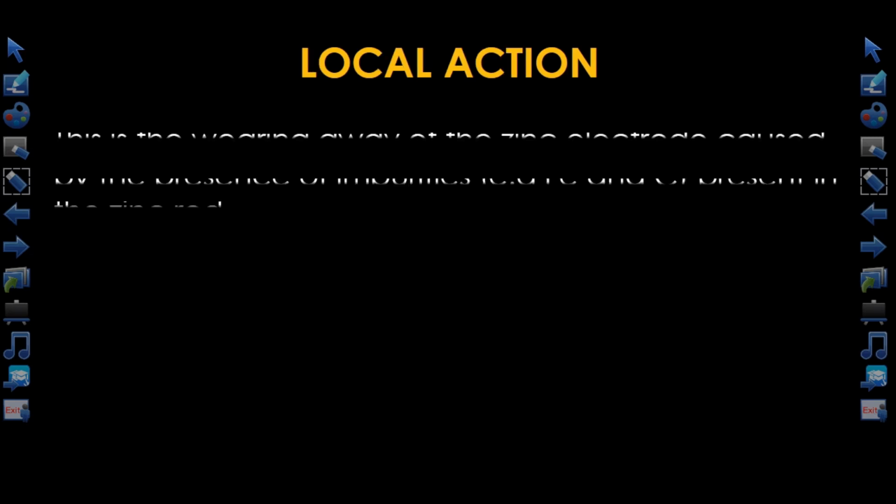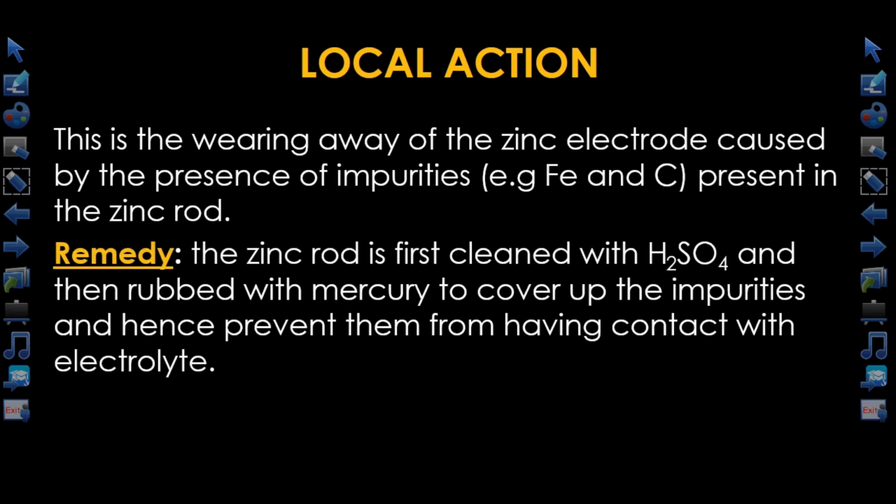Local action, on the other hand, is as a result of the wearing away of the zinc electrode, which is due to the presence of impurities in the zinc rod. Impurities like carbon and iron. Now, how can local action be taken care of?